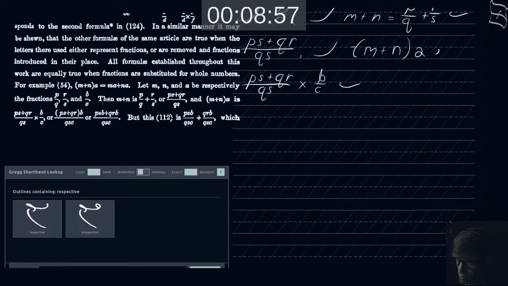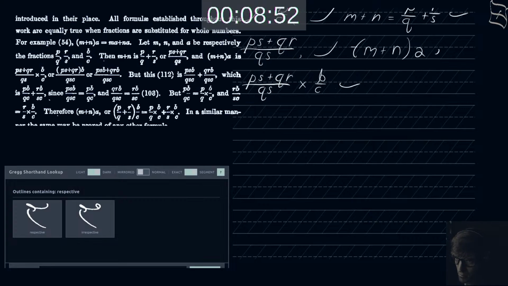Or, if we then distribute, let's skip that middle stage and go straight to the answer, which would be the distribution. So we get PSB plus QRB all over QSC.